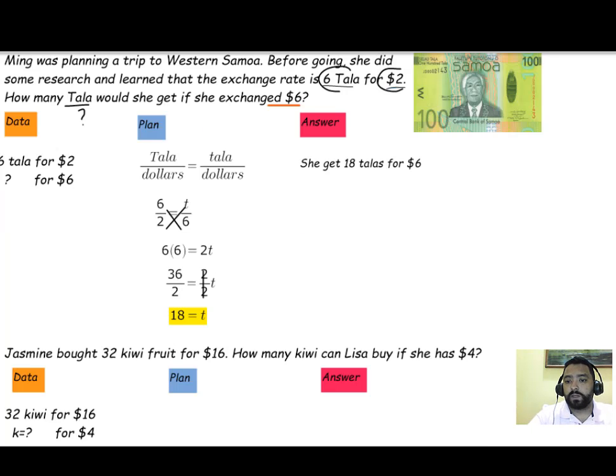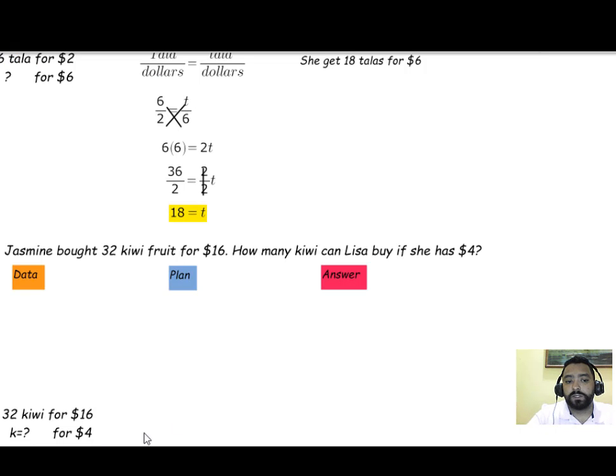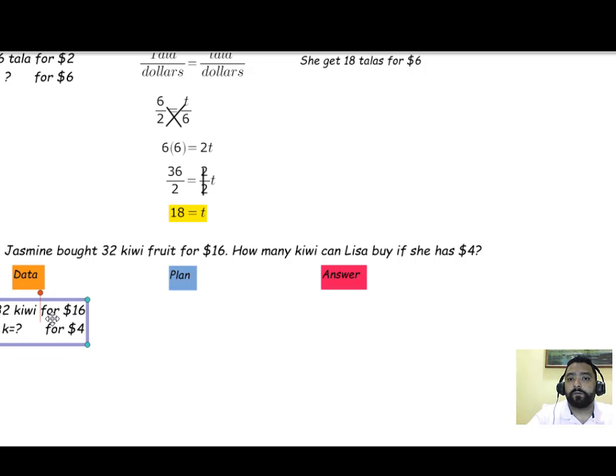Now finally we have this one, this real world situation, which is about 32 kiwis fruit for $16. How many kiwi can Lisa buy if she has $4? As you can see, we're going to compare here the quantity of kiwis that she can buy with some quantity of dollars. So in our ratio or rate, we're going to write kiwi. I'm going to use the letter K to represent kiwi, and for dollars, I'm going to use the letter D. And on the other side, we're going to have the proportion K over D.